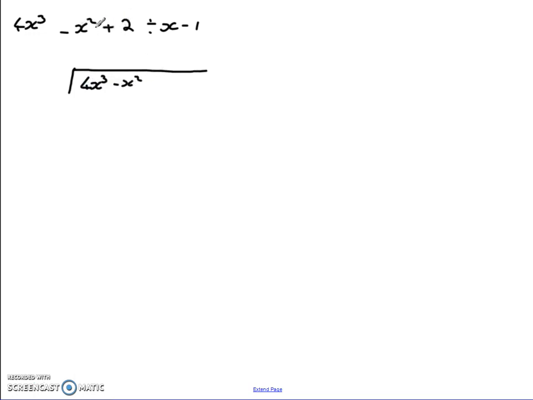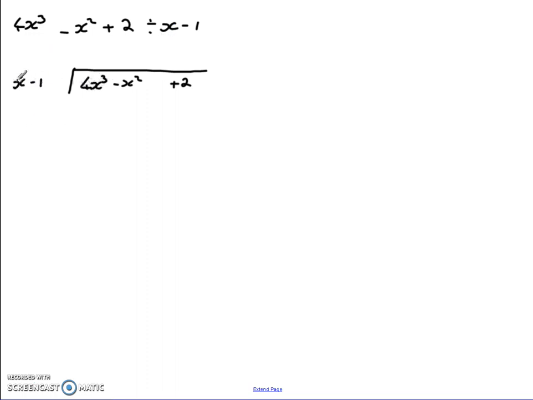Now one thing you'll notice is there's no x value here. There's no x to the power of 1 value. Leave a gap. If there are any missing terms as you go down the numerical powers, leave spaces because they'll come in handy a little bit later. And we then have a plus 2. We put our divisor on the outside, so we put the x minus 1 on the outside, and we ask ourselves the same set of questions.